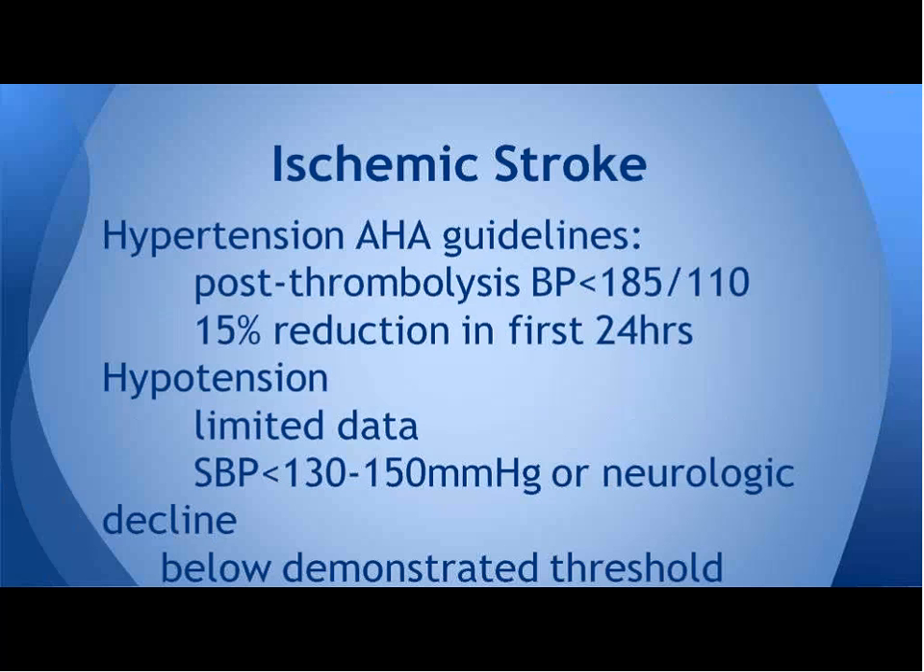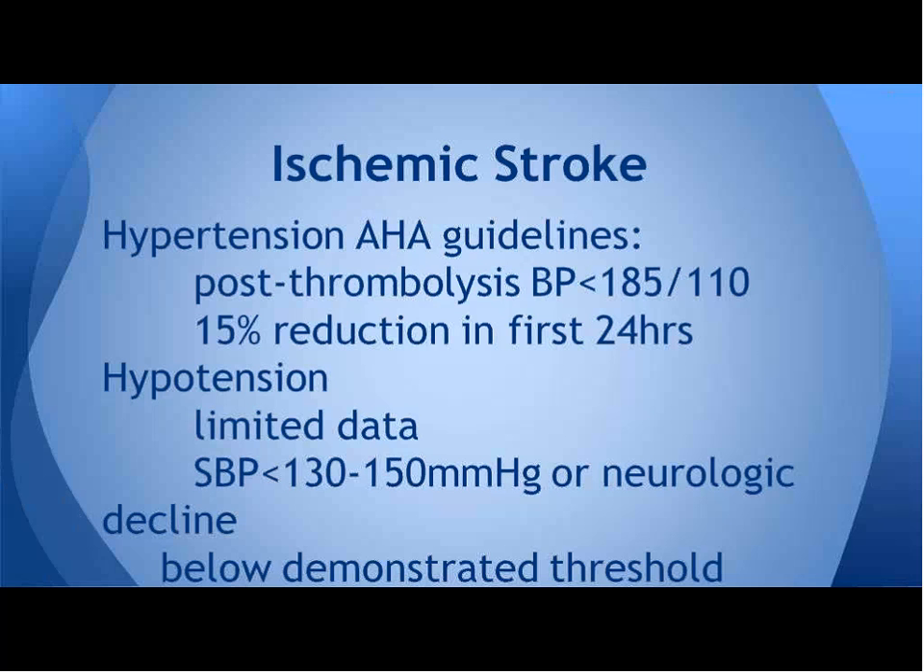So hypertension guidelines predominantly follow the AHA guidelines. Again, this is a consensus statement rather than a randomized double-blinded controlled trial, and really is based on thrombolysis, post-thrombolysis management. So blood pressure, systolic less than 185 and diastolic less than 110, and you want a 15% reduction in the first 24 hours. Once you get to that 24-hour mark, the recommendation is that you aim to reduce the blood pressure to what we consider a standard systolic of 135.